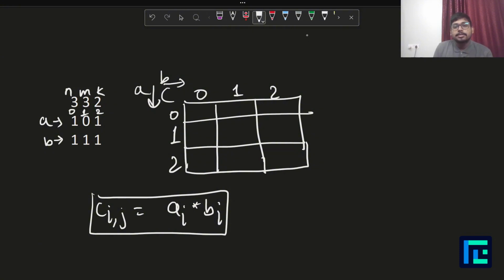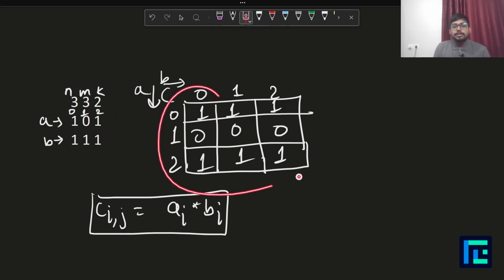And what would be the elements of the matrix? At position 0, 0, we would have A0 multiplied by B0. So 1 into 1, that would be 1. At 0, 1, we would have A0 multiplied by B1. So 1 into 1 would be 1. Then again A0 multiplied by B2, 1 into 1. This would again be 1. Then A1 would be multiplied by all the three. So 0 multiplied by 1 would be 0, 0, 0. So this row would be completely 0. And then here we have 1 multiplied by 1, 1, 1. So in this row we would have all ones.